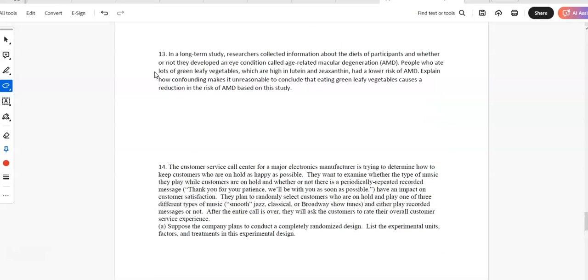Okay. So this one, in a long-term study, researchers collected information about the diets of participants and whether or not they developed an eye condition called age-related macular degeneration, AMD. People who ate lots of green leafy vegetables, not me, which are high in lutein, had a lower risk of AMD. Explain how confounding makes it unreasonable to conclude that eating green leafy vegetables causes a reduction in the risk of AMD based on this study.